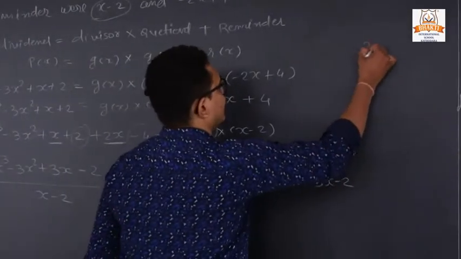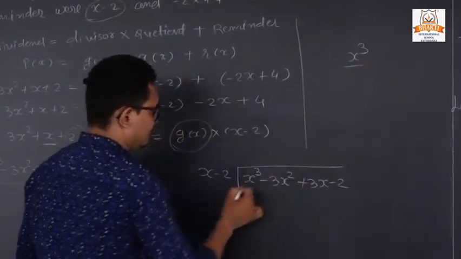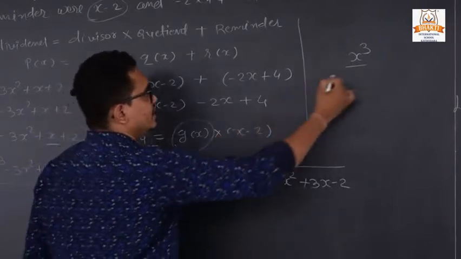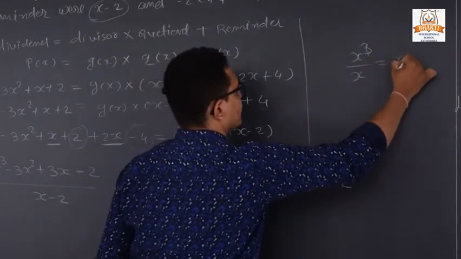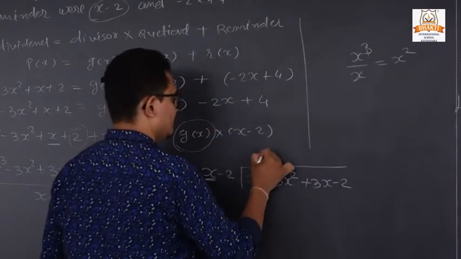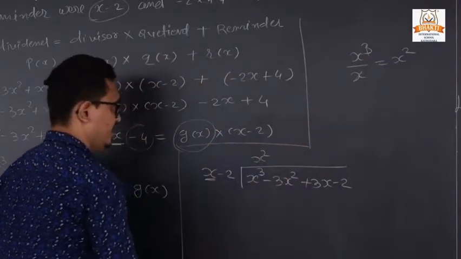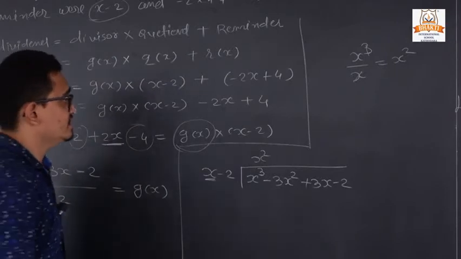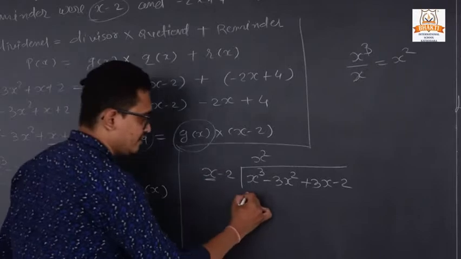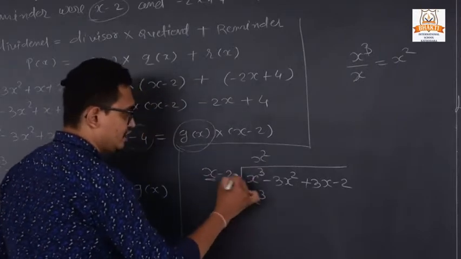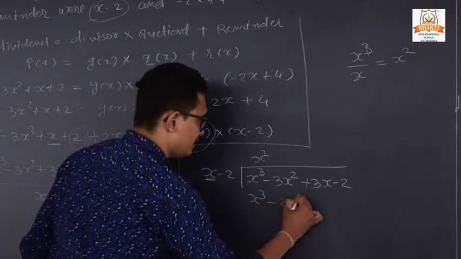First of all, x cube is divided with the first term of the divisor, so it will be x square. Here we can write x square. Next, x square is multiplied with both terms: x square into x is x cube, x square into 2 is minus 2x square.